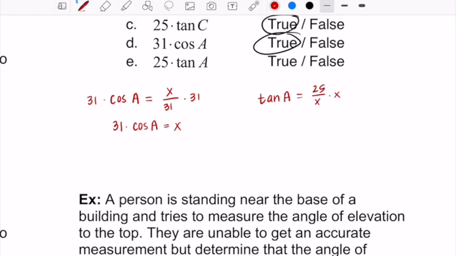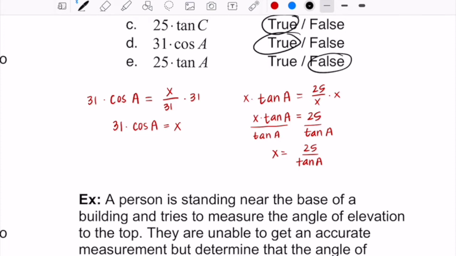I would need to multiply both sides by x to move the x out of the denominator. So x times the tangent of angle A is equal to 25. And then to finish, I would need to divide both sides by the tangent of angle A. So I would get x is equal to 25 divided by the tangent of angle A. And comparing that to my answers for this final question for E, I would say that E is false because those expressions are not equivalent to one another.